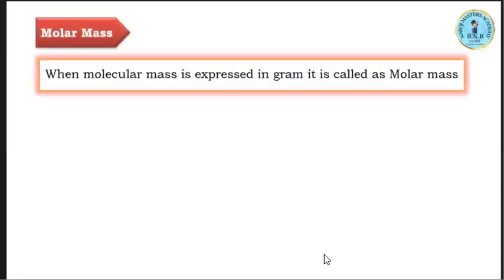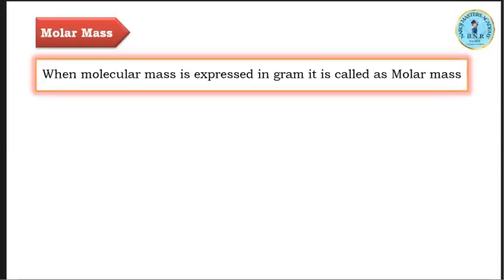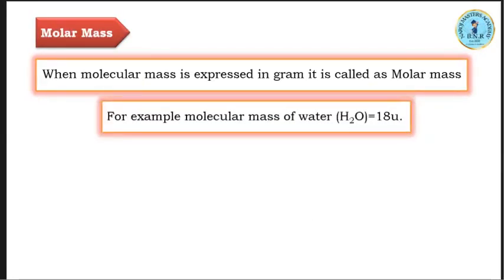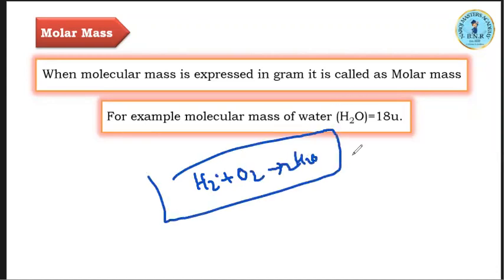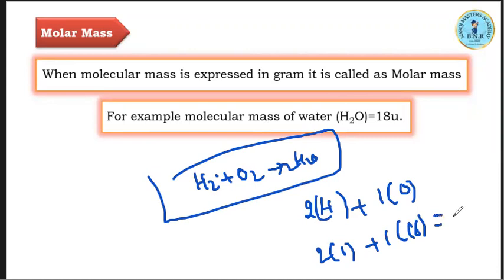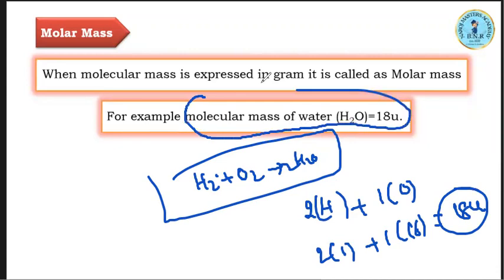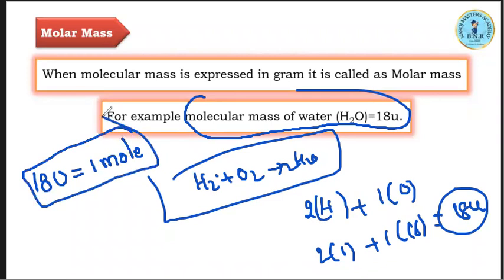So let me give one problem before going to the problems. Look here. When molecular mass is expressed in grams, it is called molar mass. For example, what is the molecular mass of water? H2 plus O2 gives rise to 2 H2O, that is the balanced chemical equation. But water is 2 times H plus 1 times oxygen. So 2 into the atomic mass of hydrogen, 1, plus 1 into 16, that is 2 plus 16, which is 18 units. So the molecular mass of water is 18 units, and 18 units is considered as 1 mole.